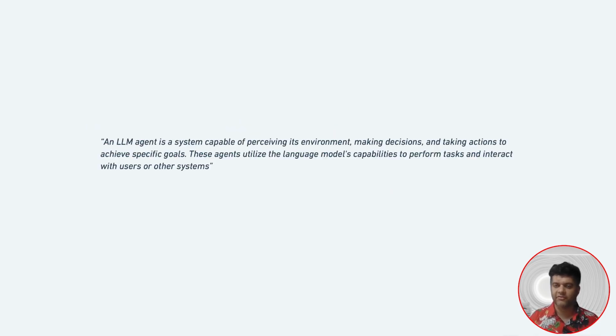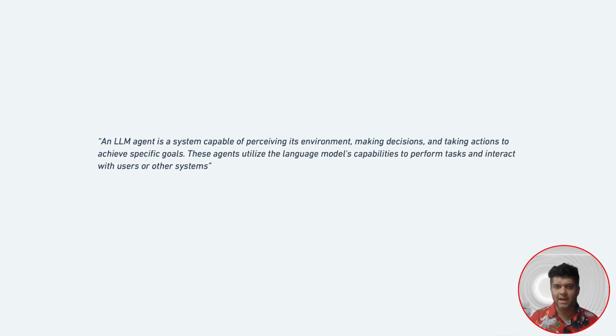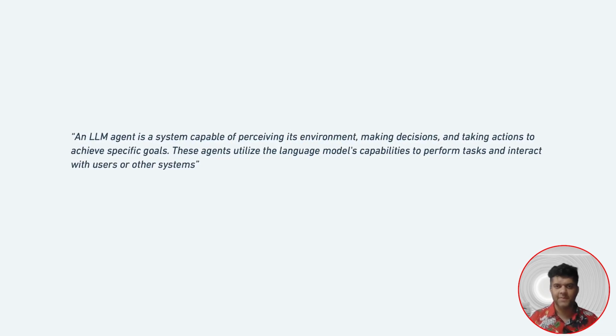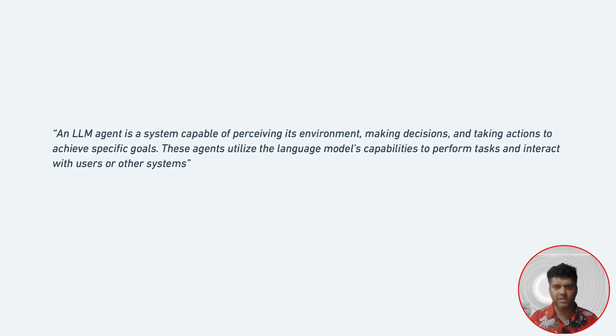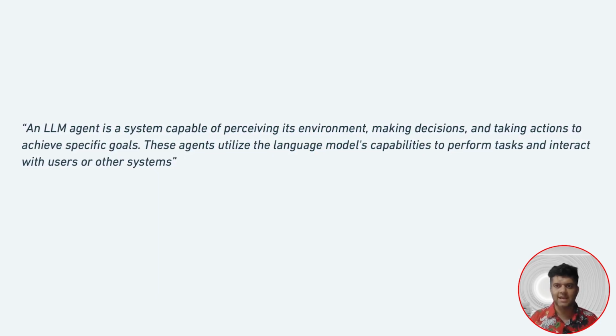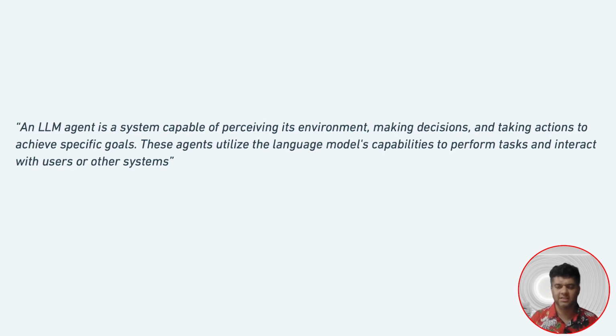Now, I'm not a big fan of textbook definitions, especially for cutting-edge tech, because I believe that tech is changing really quickly, so there's no point in trying to define something very strictly. But I feel it's still important for us to take a look at the textbook definition of agents. So here's what it says. It says, an LLM agent is a system capable of perceiving its environment, making decisions, and taking actions to achieve specific goals. These agents utilize the language model's capabilities to perform tasks and interact with users or other systems. And if you think about it, this closely matches the second category of agents that we just saw recently.